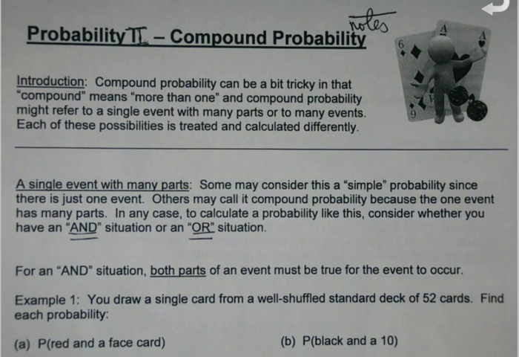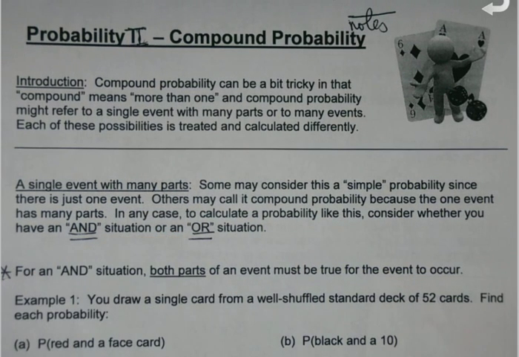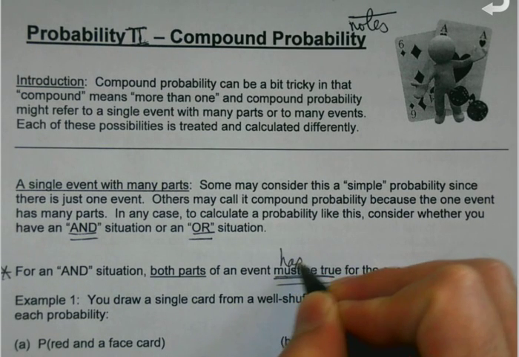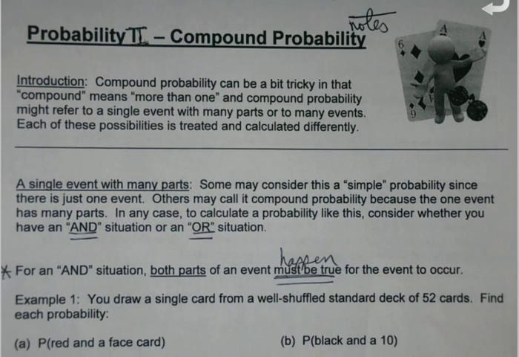So for the "and" situation, both parts must be true. In other words, both parts must happen for the "and" situation to become possible. Not just one, not just the other, but both.